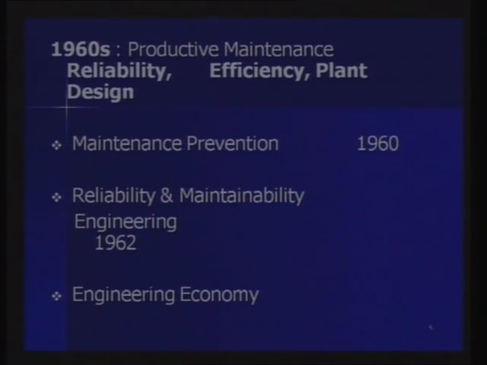Then in the 1960s, we had productive maintenance related with reliability, efficiency and plant design. Because, as we just mentioned, how quickly the equipment can be restored depends upon how it has been designed and how quickly the spare parts of the equipment can be made available. So plant design is also an important factor for productive maintenance. This concept is more ingrained in the 1960s. So at that time we called it maintenance prevention, reliability and maintainability engineering, in 1962.